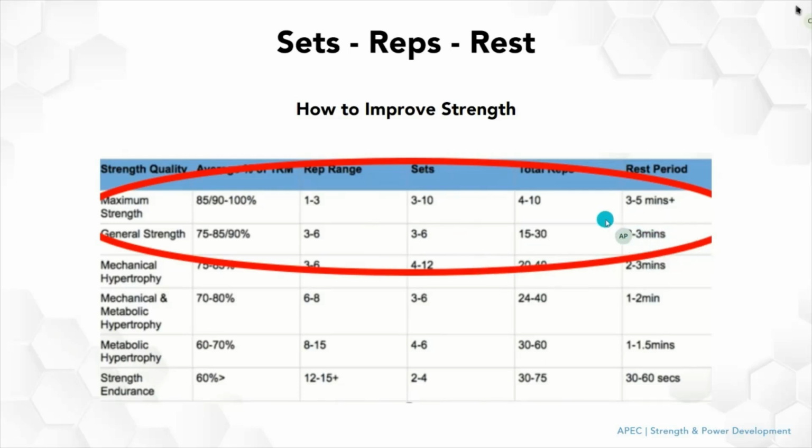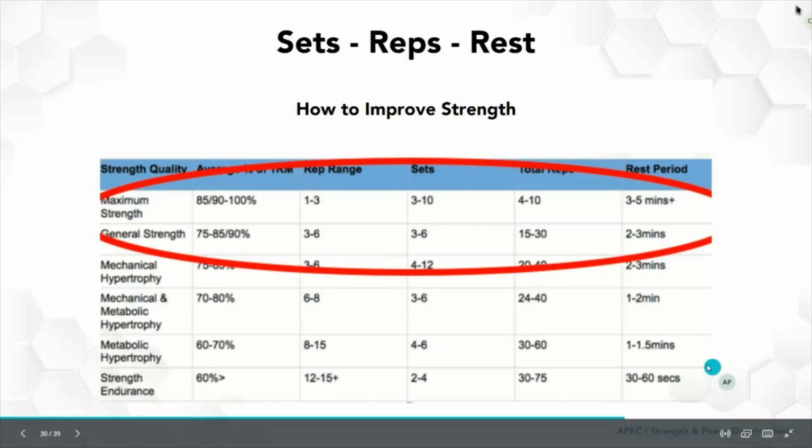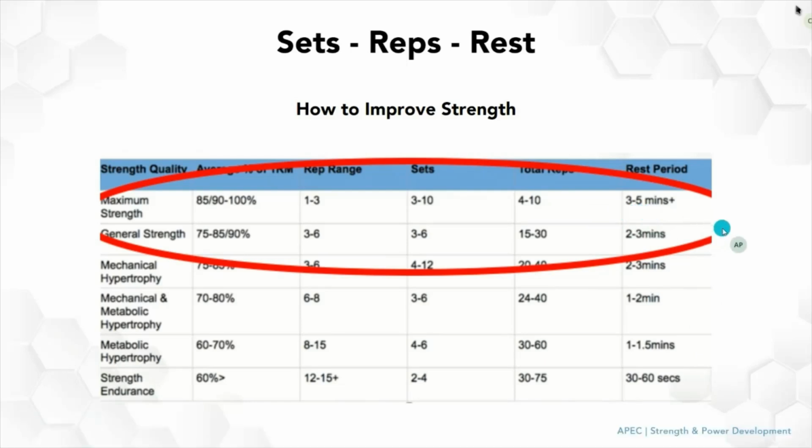Then our rest period here is very important. We can see it's quite long here, especially when compared to other types of training modalities down here. So for maximum strength, we've got really long periods to allow for full recovery, 3 to 5 minutes plus.